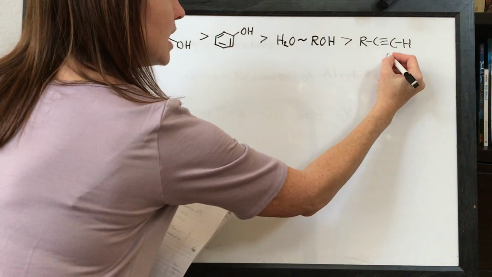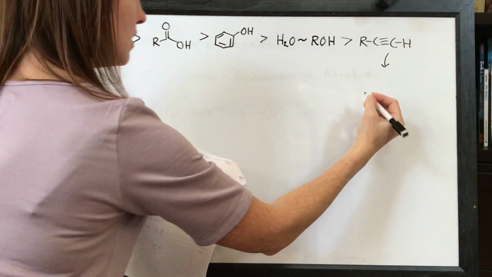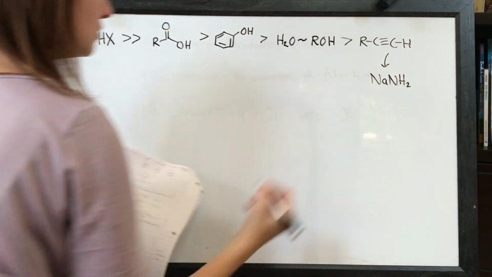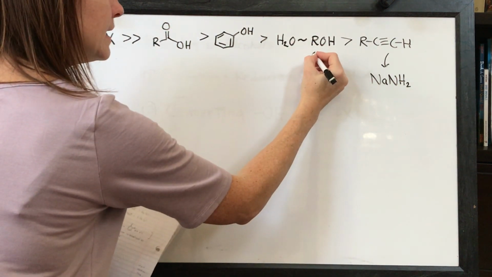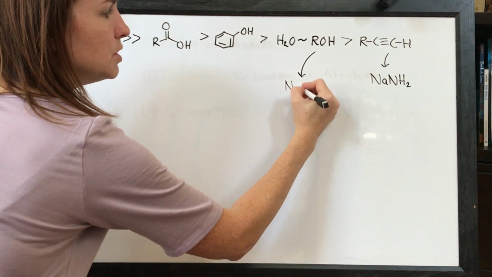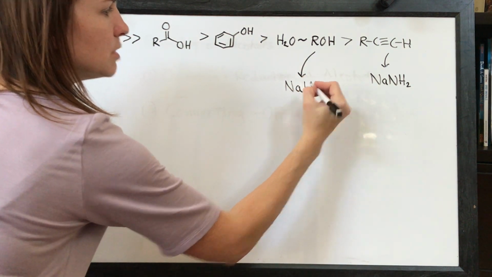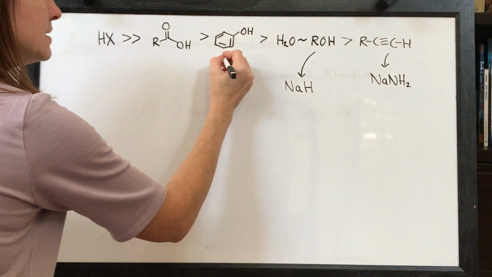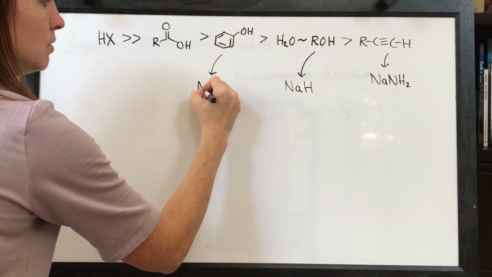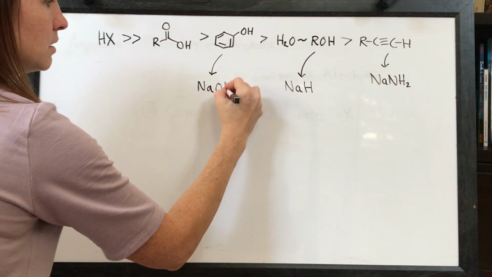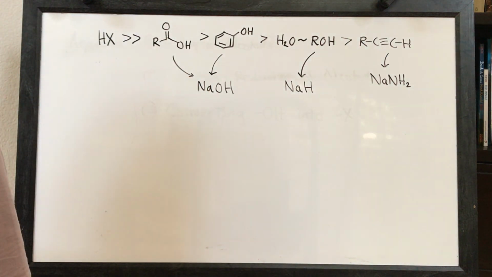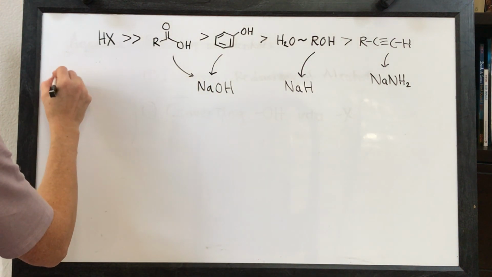So we saw in the last chapter that to deprotonate a terminal alkyne, you would need a really strong base like sodium amide, NaNH2. To deprotonate an alcohol, which we're going to be doing a lot in this chapter, you would use NaH, sodium hydride. And to deprotonate a phenol, because that's more acidic than a normal alcohol, you only need sodium hydroxide. That also works to deprotonate carboxylic acids. So this would be bases to deprotonate.